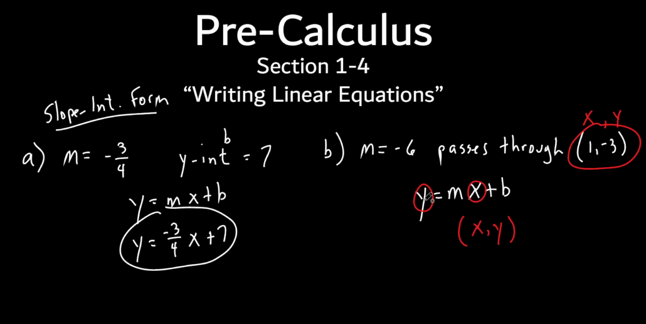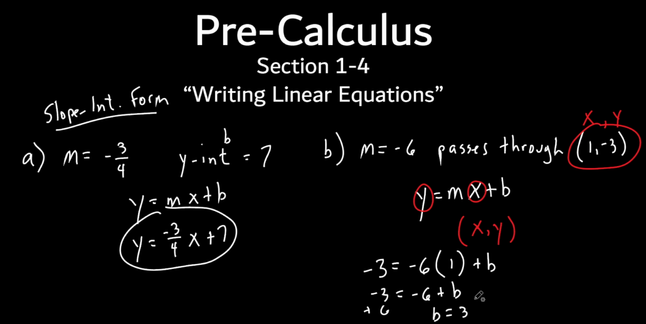All right, so here we go. Let's plug some stuff in. What is my y? -3 equals, what is my m? -6. And what is that m doing to that x? It's being multiplied. What is my x? It's a 1. And then plus b. So now I could solve for b. Let's do that. -3 equals -6 plus b. Add a 6 to both sides, so b is what? +3.